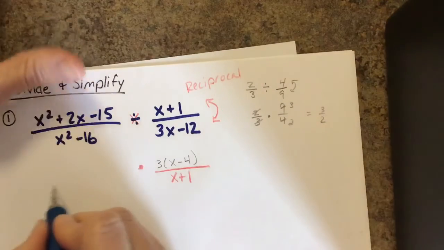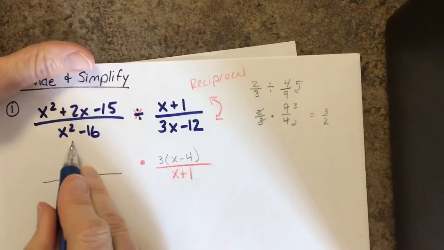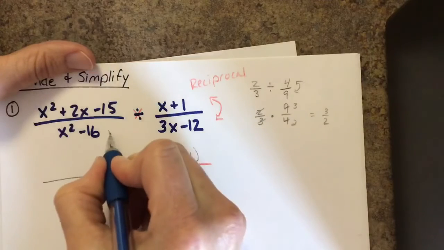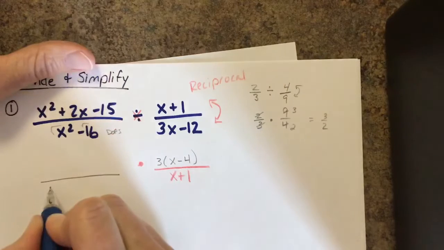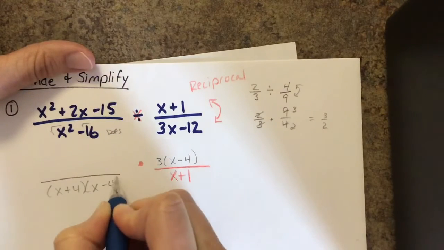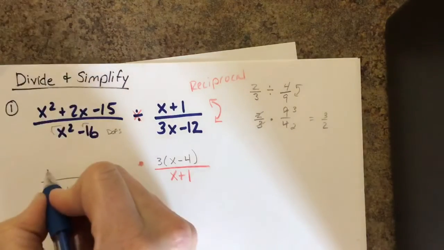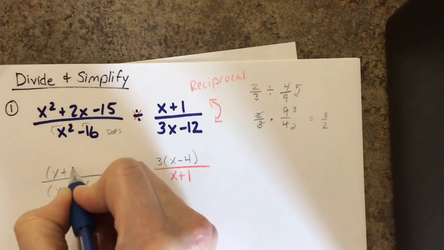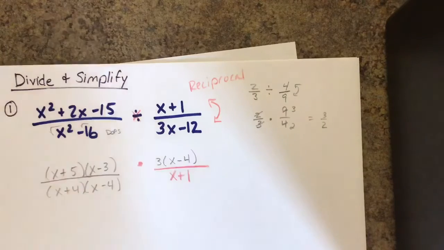Now, I don't flip the first one. Just flip the second. But factor. The denominator is a difference of perfect squares. Taking the square roots, you get x plus 4 and x minus 4. Then in the numerator, you factor negative 15 to add up to 2. That is x plus 5 and x minus what? Hopefully you're saying 3. Yep.